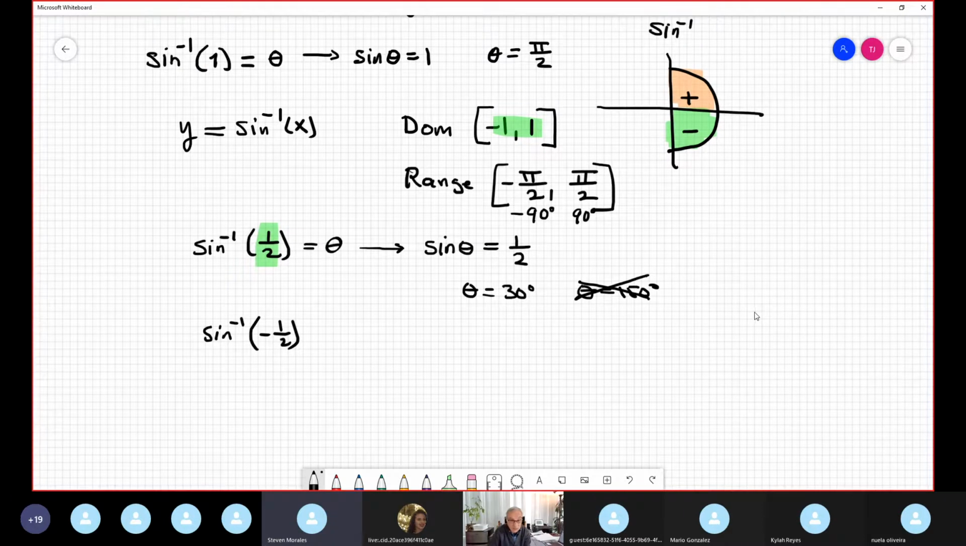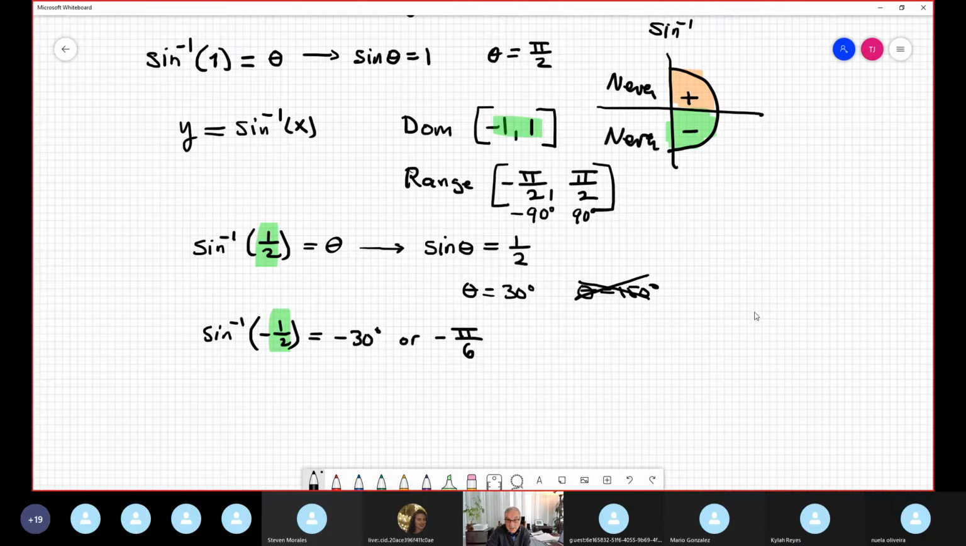Okay, see, the number inside the parenthesis is negative. According to this diagram, the answer is in the fourth quadrant. So it is negative 30 degrees or negative pi/6. This is the problem. Never in the second, and never in the third.